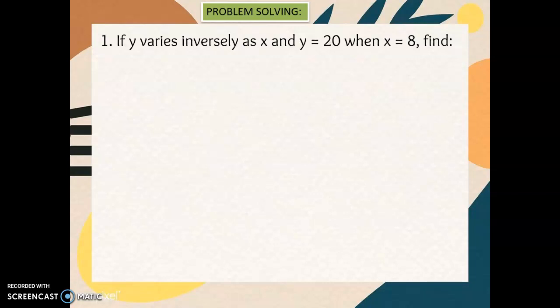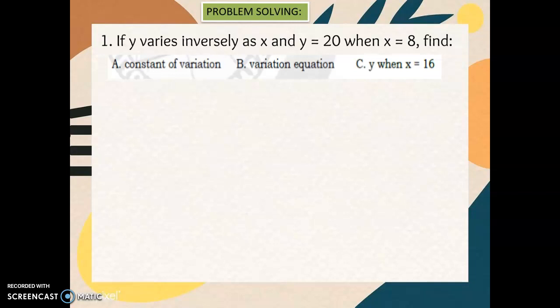Okay? In problem solving, so ganito naman po ang gagawin natin. So, if y varies inversely as x and y is equal to 20 when x is 8, find the constant of variation, the variation equation, and the second problem, find y when x is 16. So, unang-una, dapat marunong tayo mag-translate ng maayos. So, ngayon, i-translate muna natin, y varies inversely. So, y is equal to k over x. So, ayan. Diba? So, y varies inversely to x.